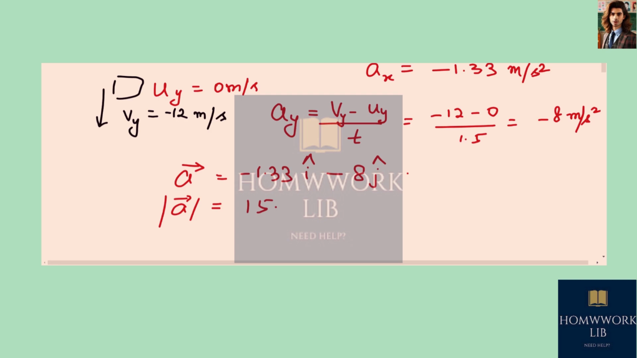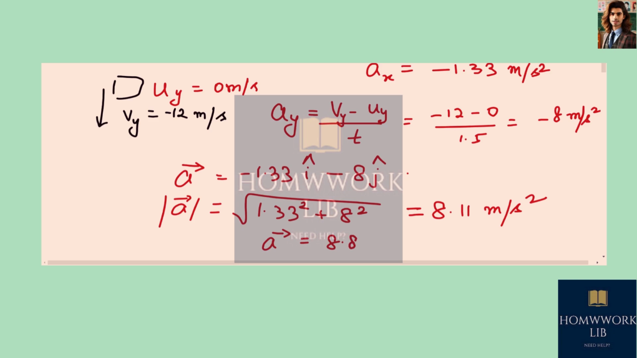So let's just figure out the magnitude. Here we do square root of 1.33 square plus 8 square. 1.33 square added with 8 square, we get 65.768. Taking the root, we get this as approximately 8.109. So we can write it as 8.11 meters per second square. So this is the acceleration that we are getting, 8.11 meters per second square.